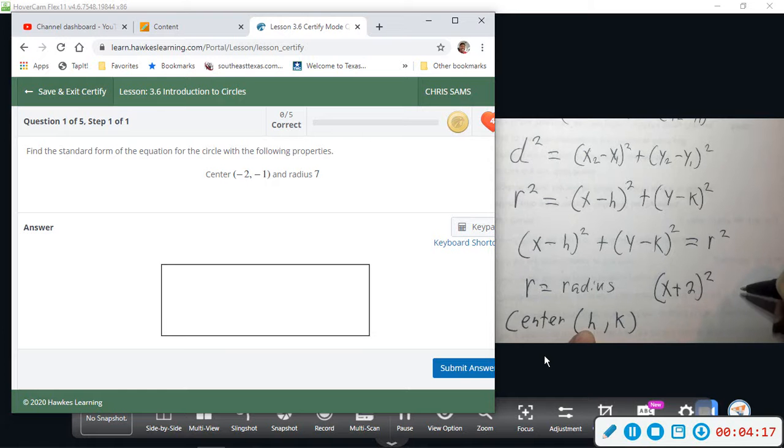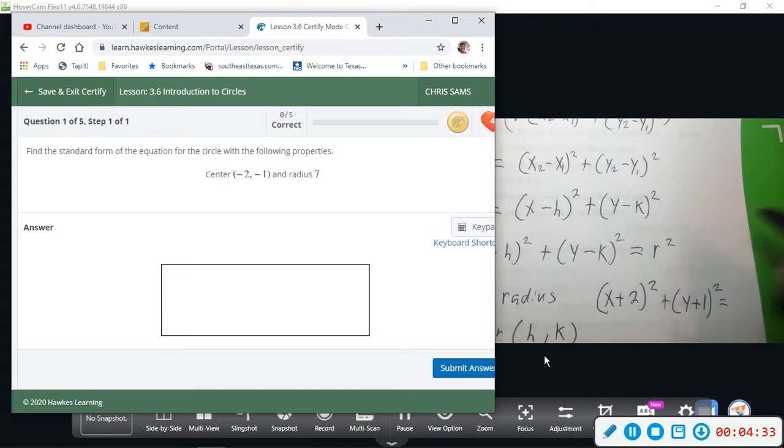squared, and then plus we have the y minus, and it's a -1, so it'll be +1 because minus a negative. And then the r is 7 squared, running out of room, 7 squared, which we can just go ahead and write 49. So 7 squared would be 49. That's the way you would see that. So I just went ahead and did the 7 squared and got 49.